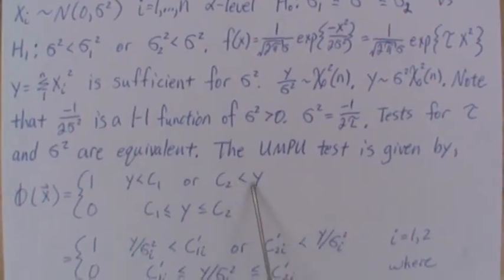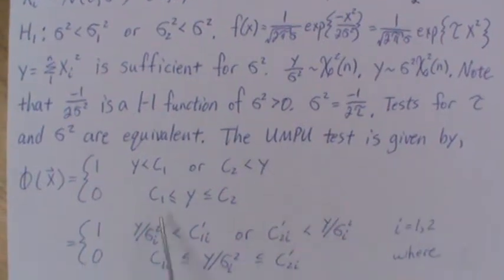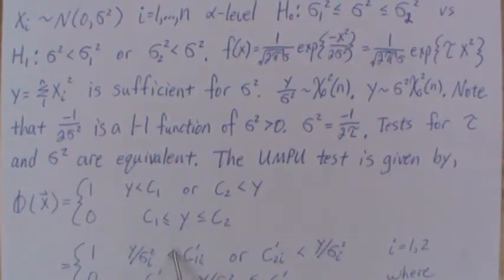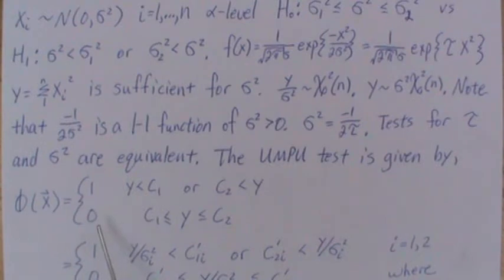So then according to the theorem, the uniformly most powerful unbiased test is given by this test function. So phi, which is a function of our data, is 1, meaning reject the null hypothesis, if our test statistic is less than some C1 or greater than some C2, and do not reject, which is 0, if it's between these two values. Now, one thing we're going to make use of is that if we divide everything by a known constant, it doesn't change the probabilities or the overall test.